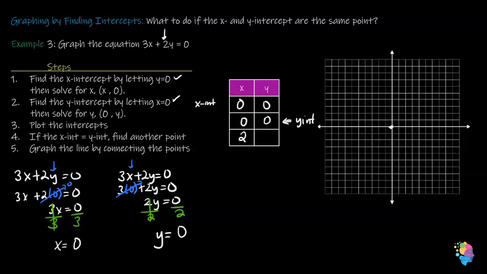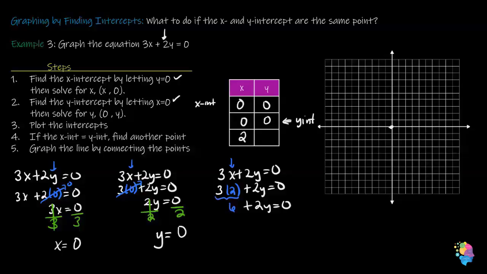So then I'm bringing down my equation, 3x plus 2y is equal to 0. And I'm going to replace this x with a 2. Bring down the rest. When we multiply 3 times 2, that gives us 6. Bring down the rest. And this time we have that positive 6 to move first.